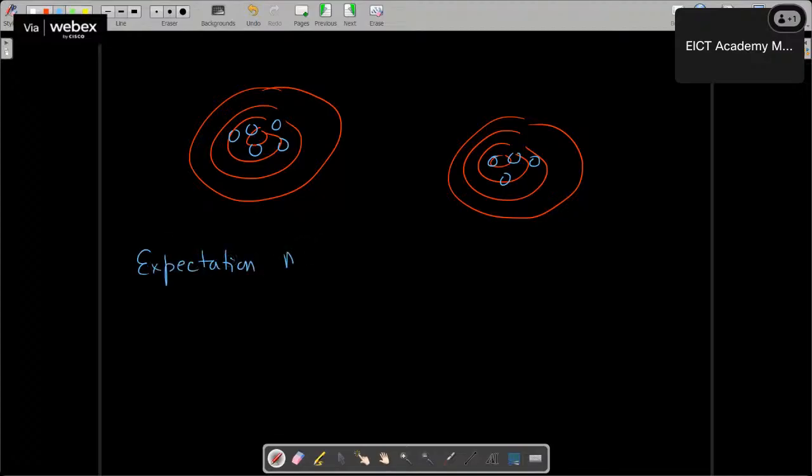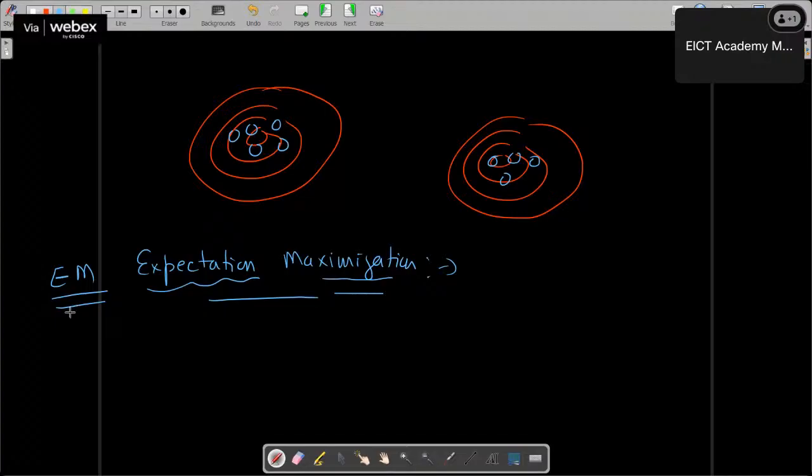Expectation maximization. This is a two-step algorithm. The first step is expectation, and the second step is maximization. This algorithm is running behind the GMM. This expectation maximization algorithm, the EM algorithm, we also use in the hidden Markov model.